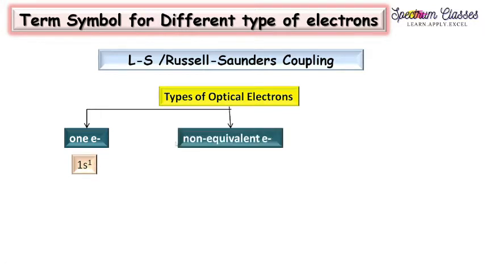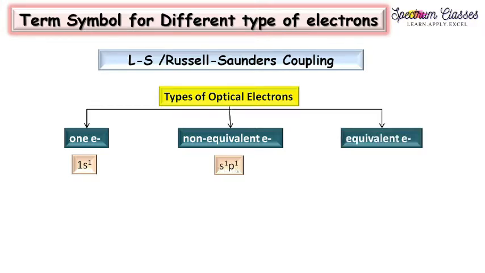The next type of electrons are non-equivalent electrons. Non-equivalent electrons means the electrons which are present in different orbitals. For example, here one electron is present in the s orbital and the other electron is present in the p orbital. So these are non-equivalent electrons.